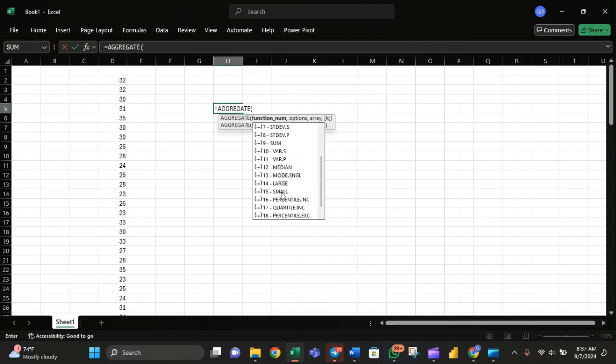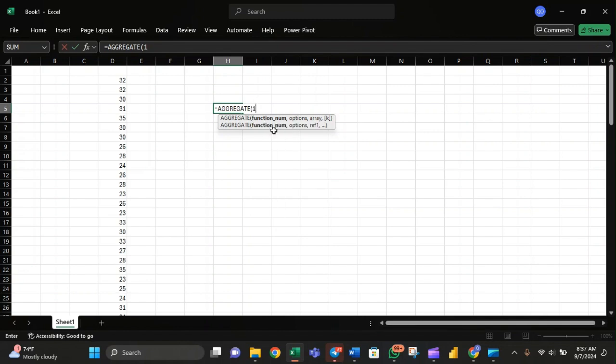You can see large and small. This large and small is close to our min and max also. Then we have the percentile, we have the quartile. So without wasting much of our time, we just use 3 or 4 of these functions. First I want to look for my average.